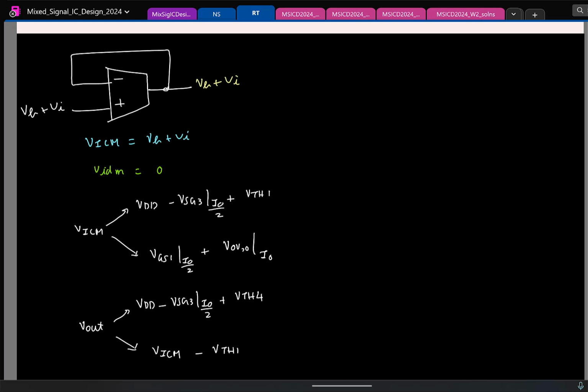So VICM, as you know, is basically VB plus Vi. Fine. So if you want to find what is the limit on Vi, I will simply subtract VB here. So this condition says that my Vi minimum is this, maximum is this. Now similarly, I know in my circuit configuration, Vout is also equal to VB plus Vi. No question? Okay. Output is also VB plus Vi. So again, this will set the limit on Vi like this.